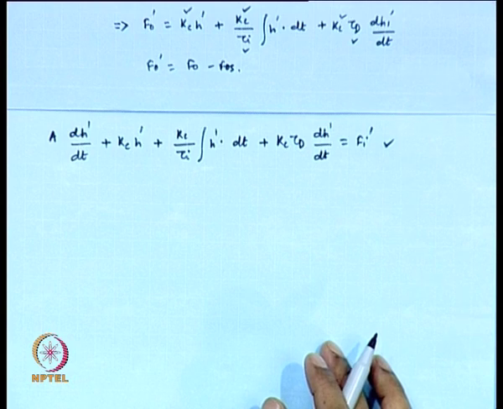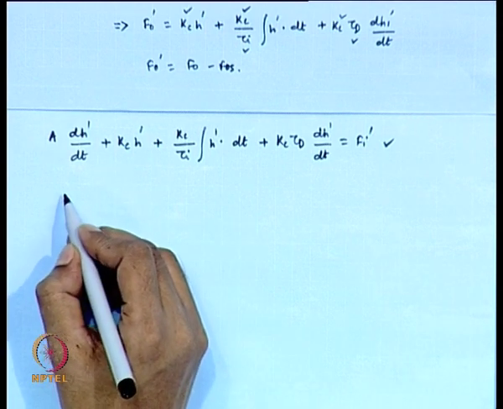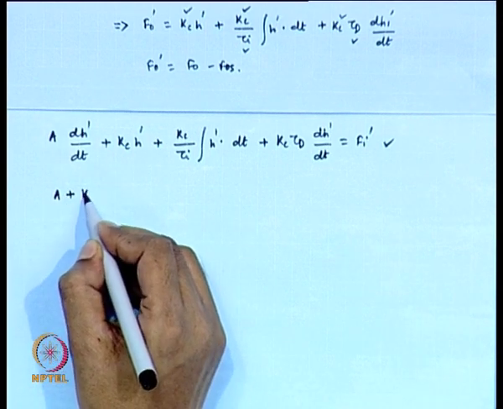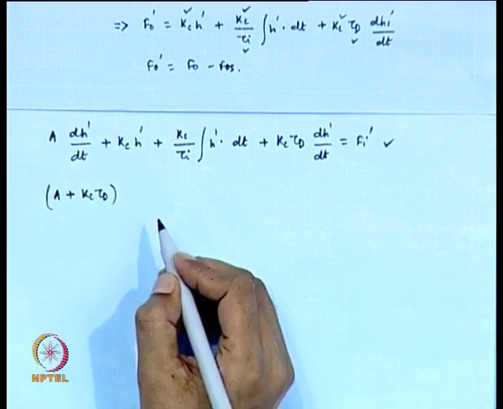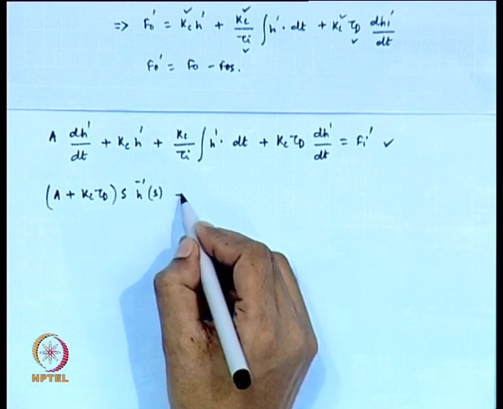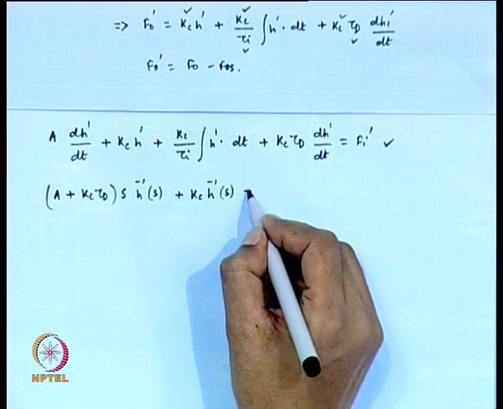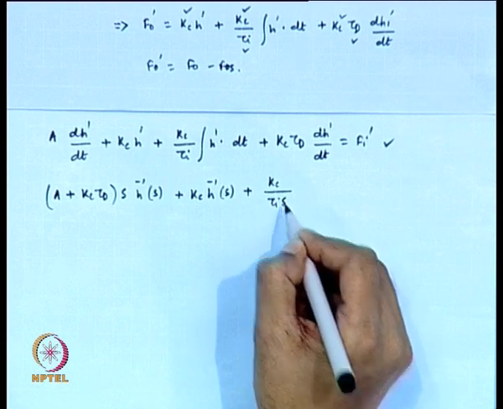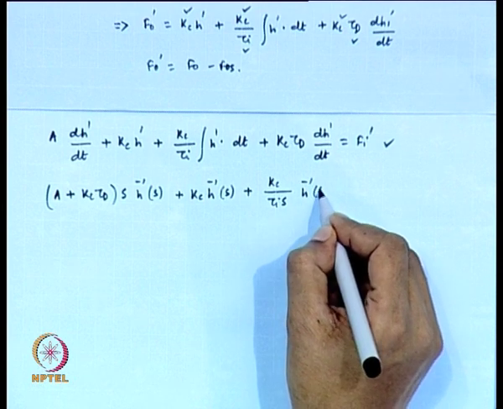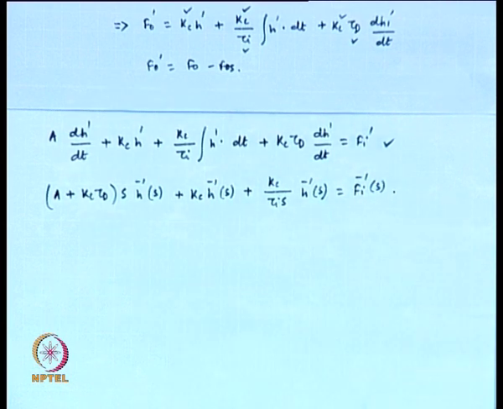Now, taking Laplace transform, we get A plus K C tau d times H bar prime S plus K C H bar prime S plus K C divided by tau y S H bar prime S equals F I bar prime S. Fine. Taking Laplace transform, we obtain this.